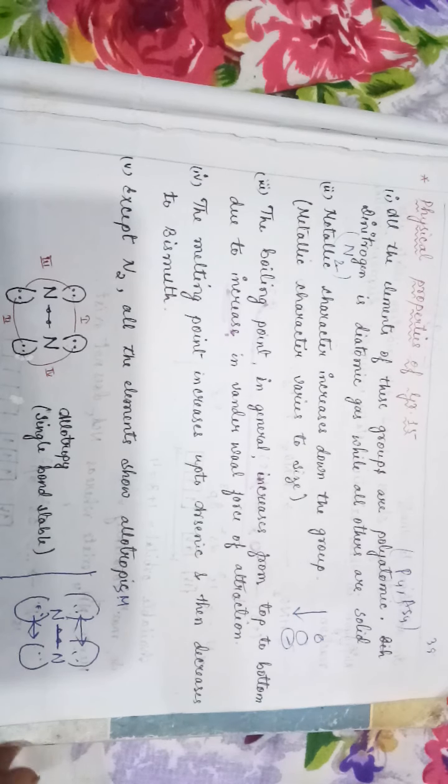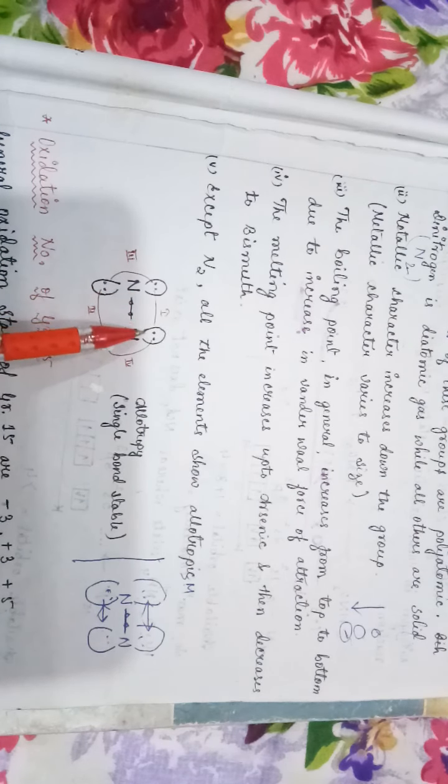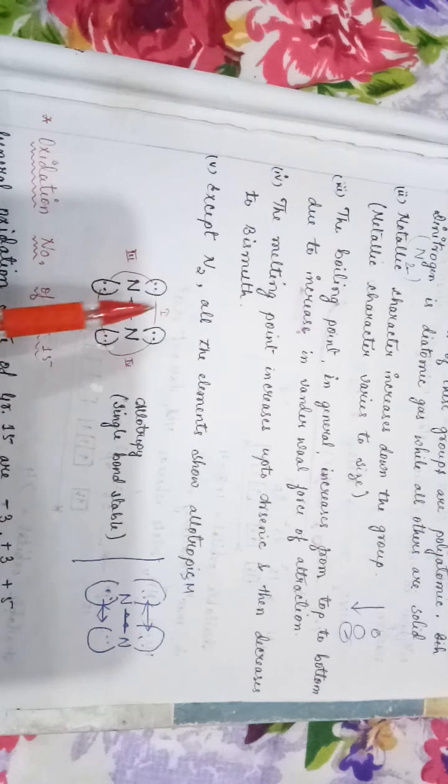What does nitrogen allotropism mean? Allotropism forms when the single bond becomes stable. But the nitrogen single bond is not stable. Why not stable? Remember the size of nitrogen is 70 picometers. When two nitrogens form a bond, they come closer, and the lone pairs of electrons on them come closer, and due to that, after formation of the single bond, they repel one another tremendously. That is why the single bond is not stable in that case.